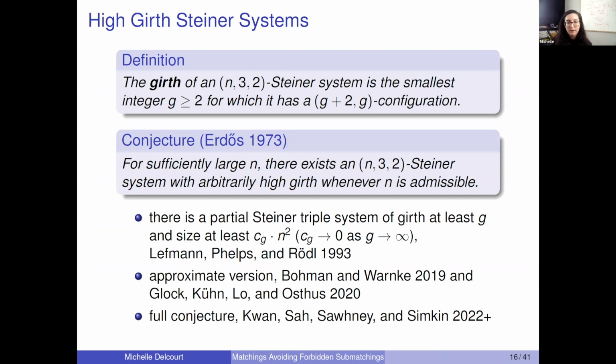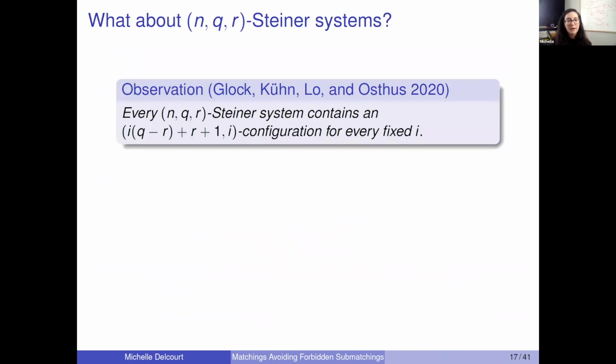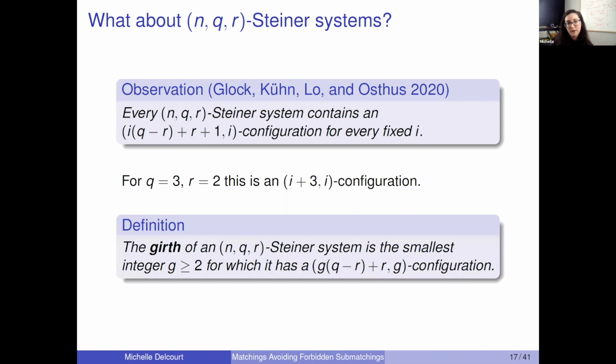So we asked, well, what if you simultaneously ask Erdős's question and the existence conjecture? So what about Steiner systems in general, not just the triple systems, but Steiner systems in general? And of course, other people have thought about this. So Glock, Kühn, and Osthus found the appropriate notion of girth in this context. So here they show that these things contain I, (Q minus R plus 1)I configurations for every fixed I, which is exactly the analogous thing to these I plus 3I configurations. And so this is the natural notion of girth.